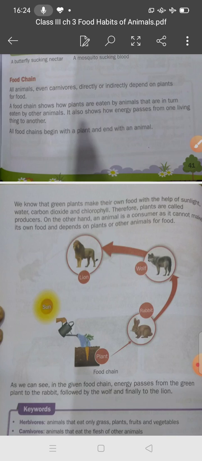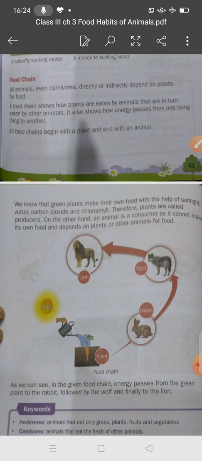And students, the food chain starts from the plant. All food chains, whether a water food chain, land food chain, pond food chain, or any environment, begin with a plant and end with an animal. So a food chain shows how plants are eaten by animals, and these animals are in turn eaten by other animals. We will discuss an example also.